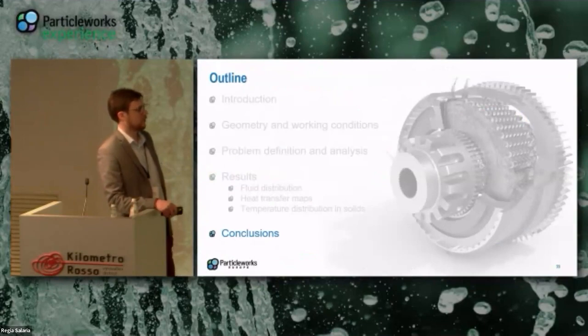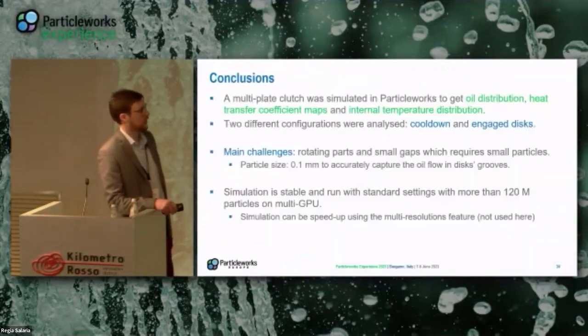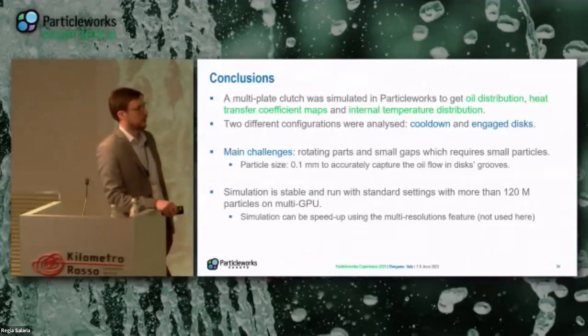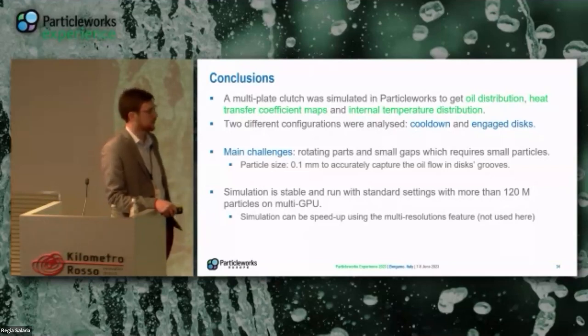Okay, so in conclusions, we ran a simulation of a multi-plate clutch to evaluate oil distribution, wetted areas, and the heat transfer coefficient in 2 different configurations. The main challenges were rotating parts and particle size, which is quite small compared to the size of the system. The simulation had 120 million particles, the most demanding one.